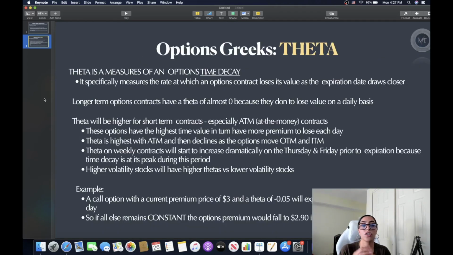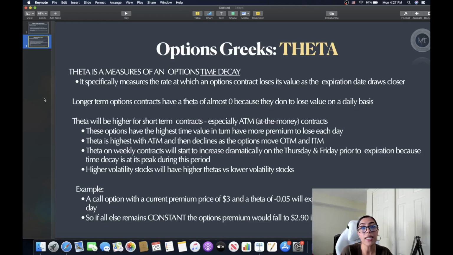Say, for example, you have a call option with a premium price of $3 and a Theta of negative 0.05, with everything else constant. We're not talking about any of the other Greeks, and we're not talking about IV or anything like that. All we're focused on right now is Theta. So say you want to buy a call option, premium price is $3. The Theta on that call option is negative 0.05.